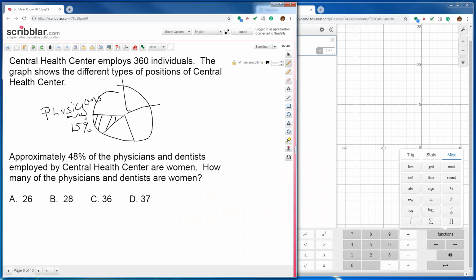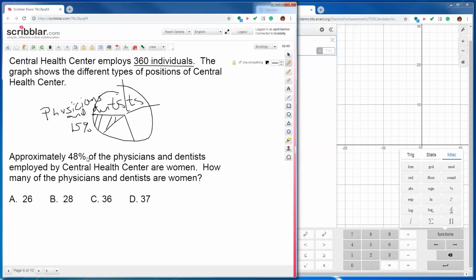And dentists. Okay. So another percent problem. Central Health Center employs 360 individuals. Now, since this is online, they may have a feature where you can highlight. They may not. If you can, highlight the key stuff. Highlight the 360 individuals. The graph shows the different types of positions at Central Health Center. There were other things like doctors and physical therapists. I don't remember exactly. I just remember the one we need.